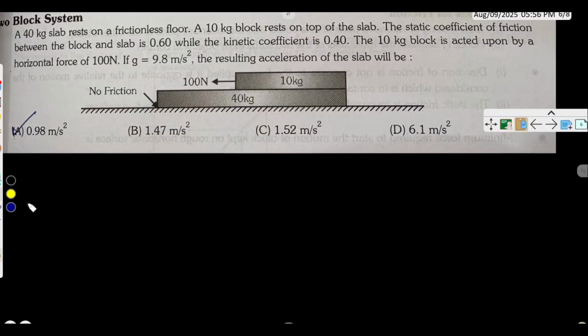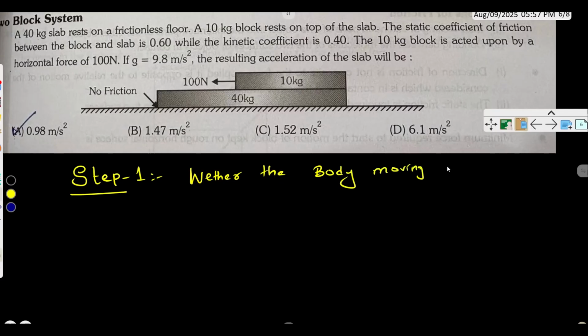Let us do this question. In this two block question, whenever such questions come, you should solve them in 2 steps. Step one, we should always find whether the body is moving or not. This is what you should find out. Whether the body is moving or not. How will you find out?